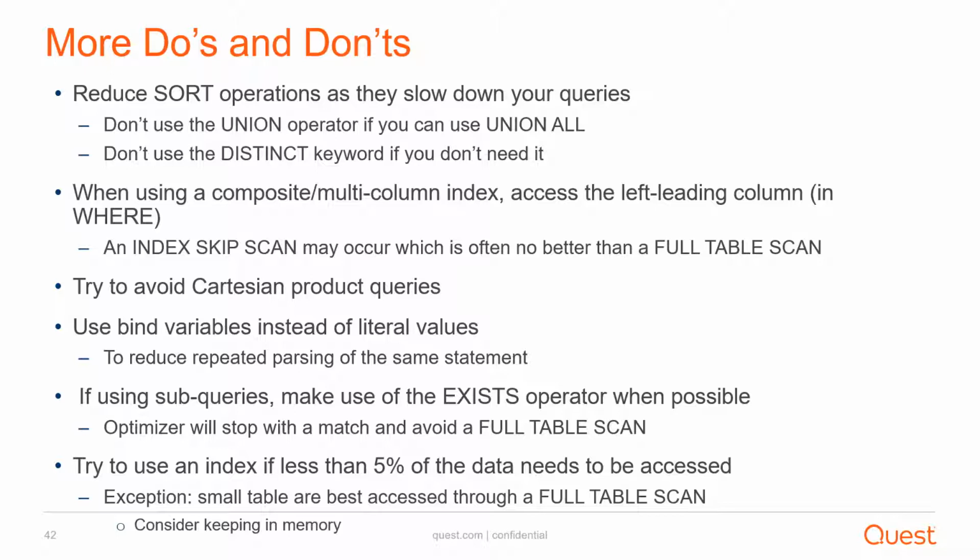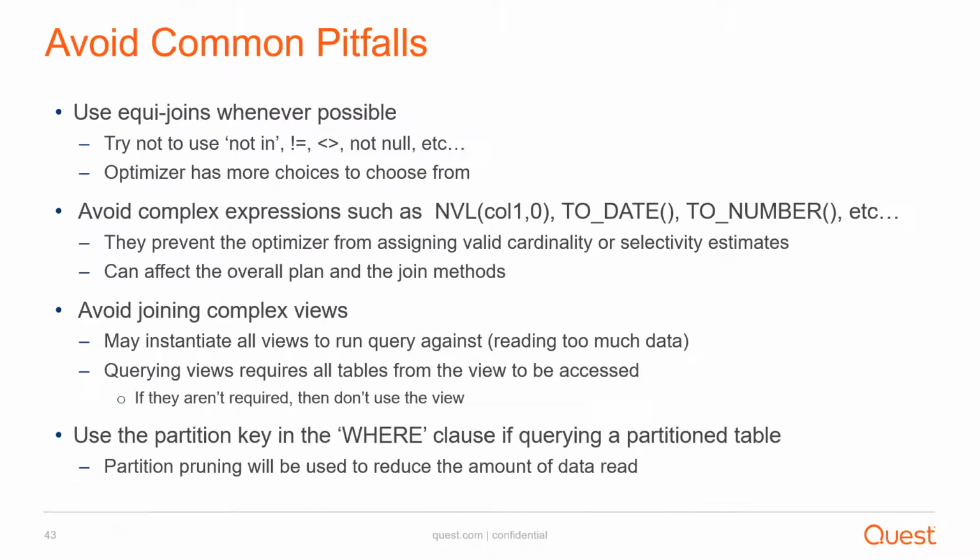Try to avoid Cartesian product queries. Try to use bind variables instead of literals to reduce parsing. Also, if you use subqueries, try to make use of the exists operator. The optimizer will stop with a match and avoid a full table scan if you do that. And then try to use an index if less than 5% of the data needs to be accessed. The only exception is if you have a very small table, you may want to keep it in memory and do a full table scan, because that might be more efficient.